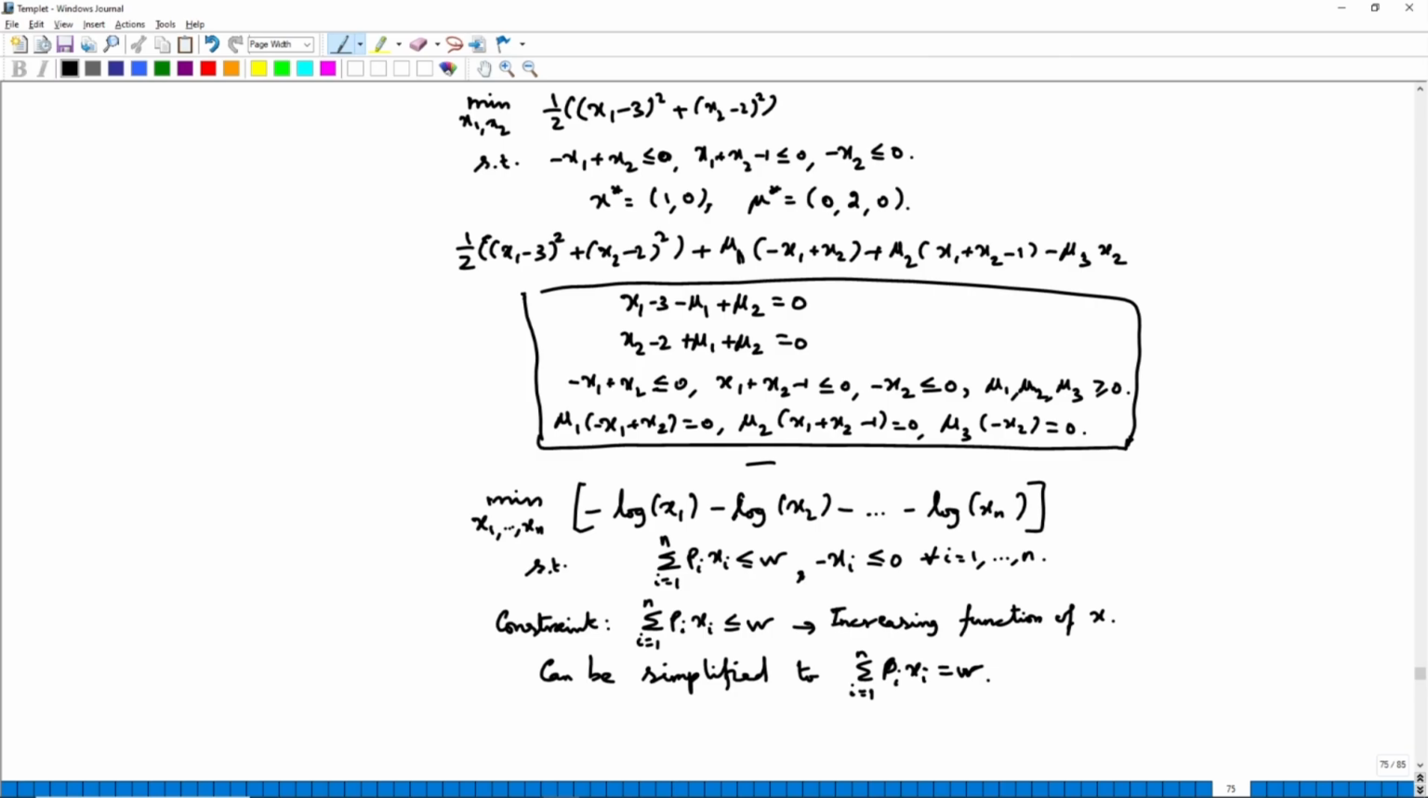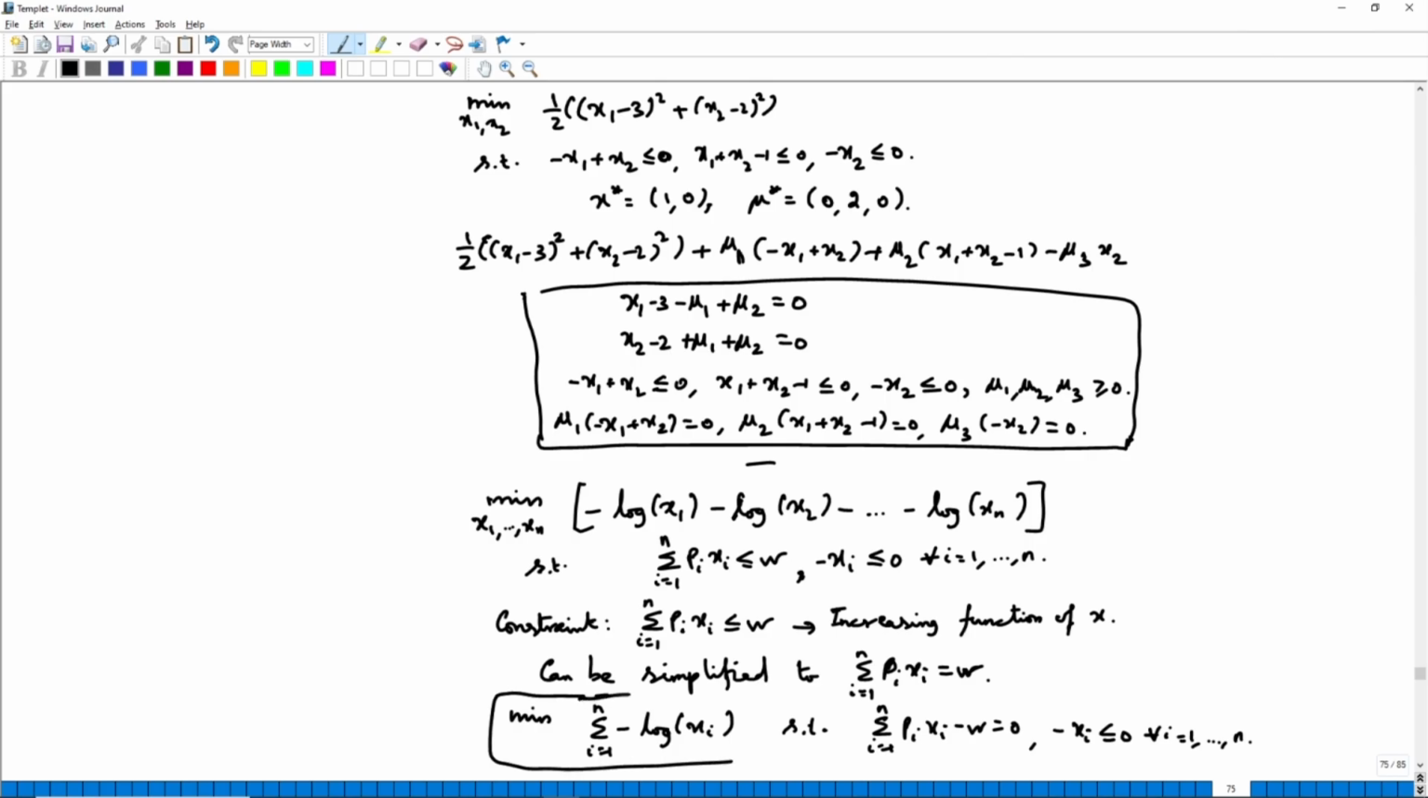So now we can rewrite this problem as: minimize summation minus log xi, i equal to 1 to n, subject to summation pi xi minus W equal to 0 and minus xi less than or equal to 0, right. Okay. So this is a more simplified problem.